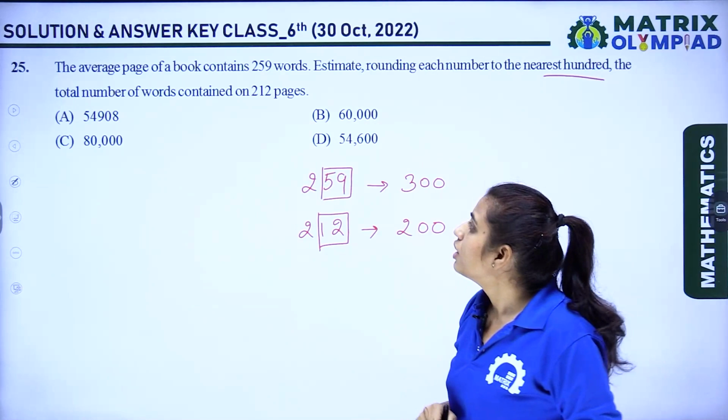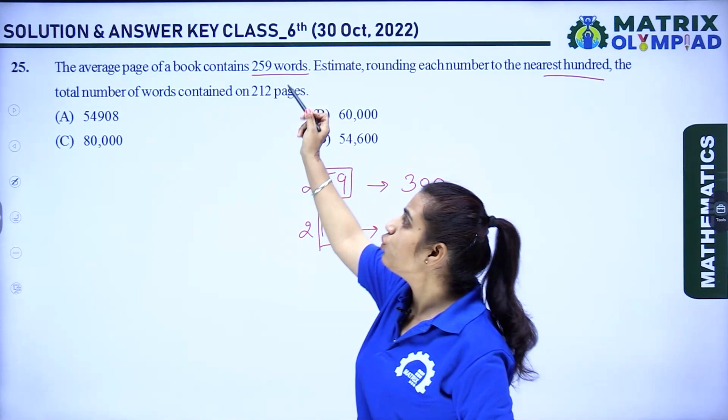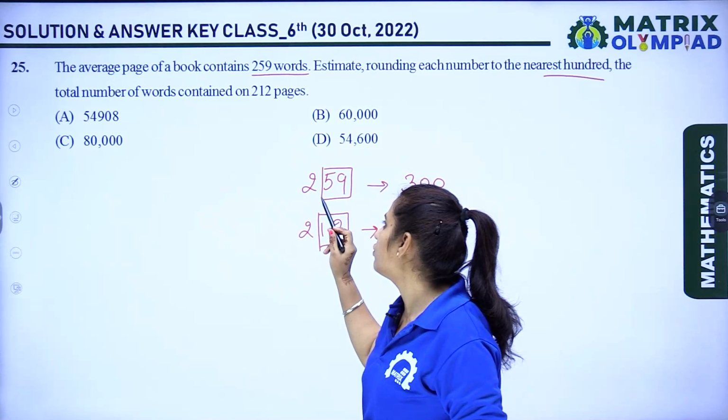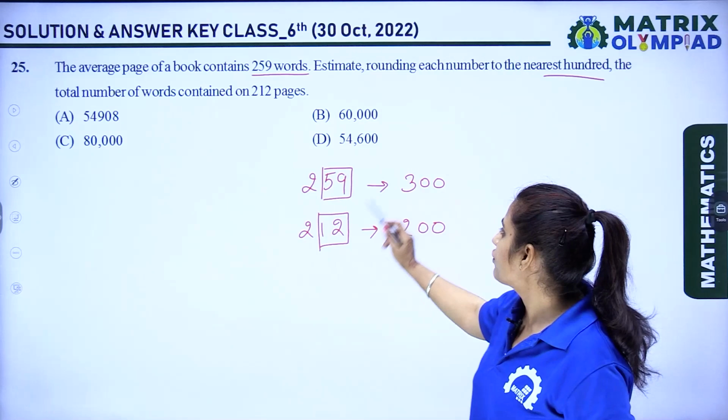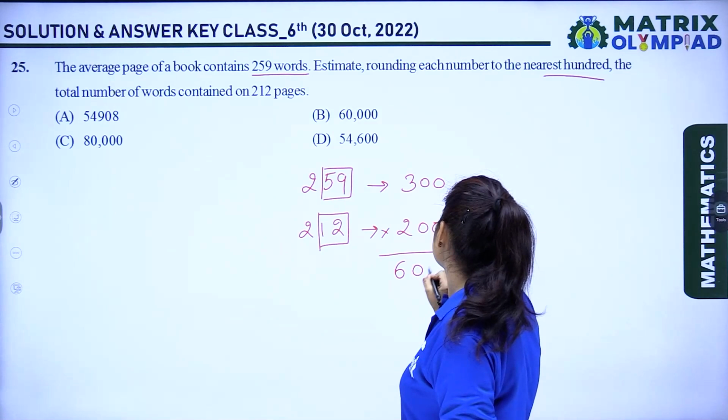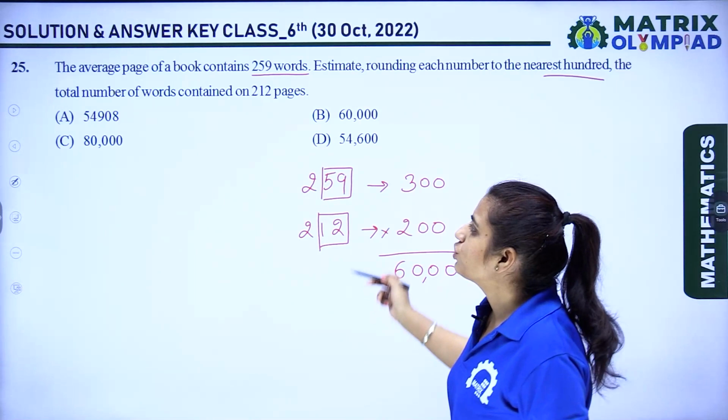So the average words on a page of a book is 259 and the total number of pages are 212. We have to find out the total number of words. For this we have to do the multiplication of 259 and 212. So after rounding off to the nearest 100, we get 300 and 200. So the product of 300 and 200 is 60,000. So here option B is the correct answer.